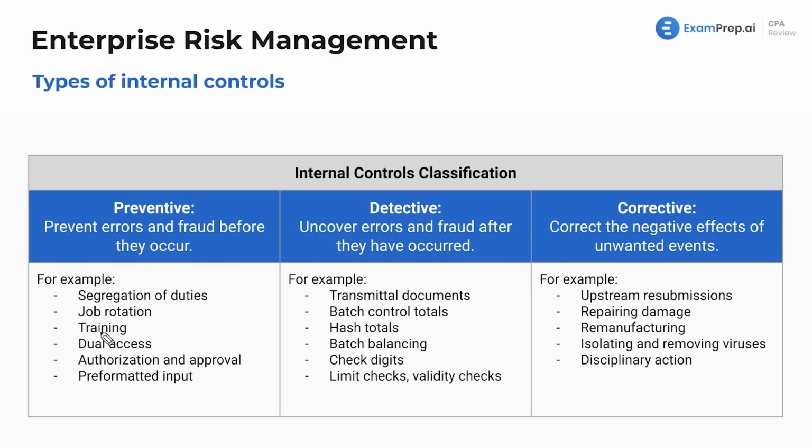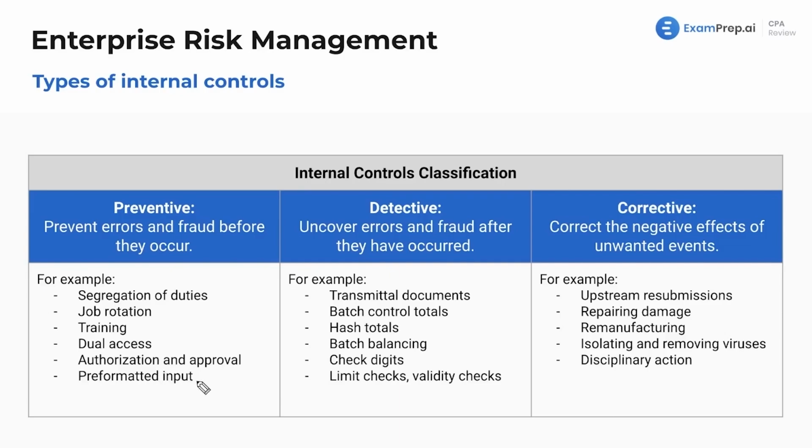Training, great way to help prevent fraud if you train people properly. Dual access, right? You have many people can see into one thing, so if only one person has custody of the cash, they might take some of it. But if many people can see the cash, then it's a lot less likely that one person will steal it. Authorization and approval, pretty well stated, right? I mean, if everything needs to be authorized, then it's going to be a lot harder to commit fraud.